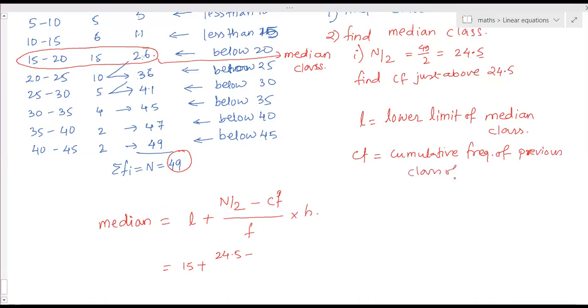Previous class of the median class. Before 20, this is the median class, 26. So the previous cumulative frequency is 11. Here the cumulative frequency is 11. Now divided by frequency. What is the frequency? This is the frequency of the median class.